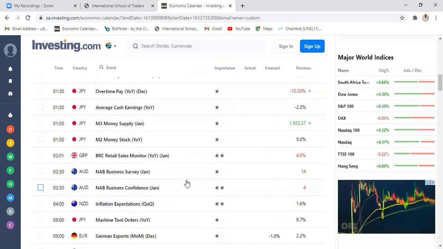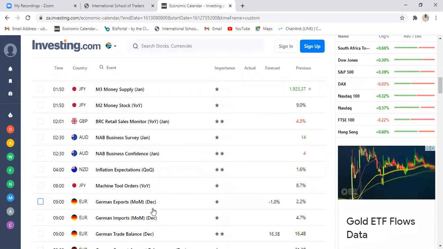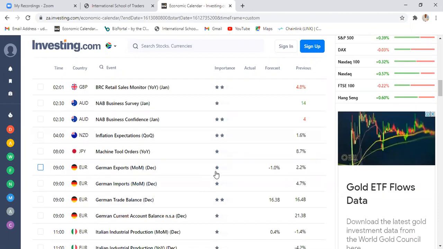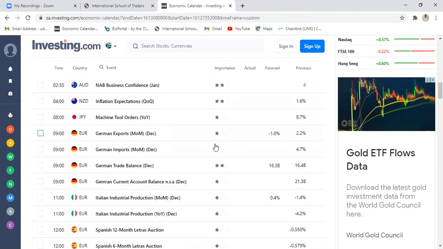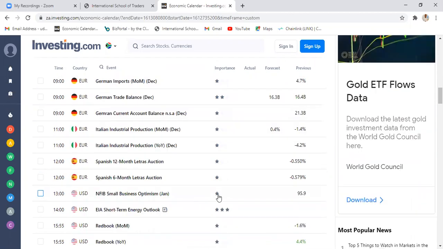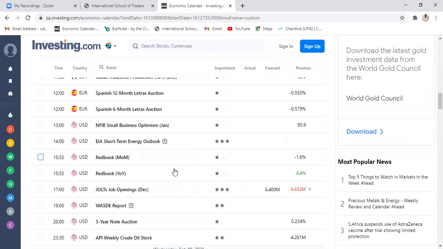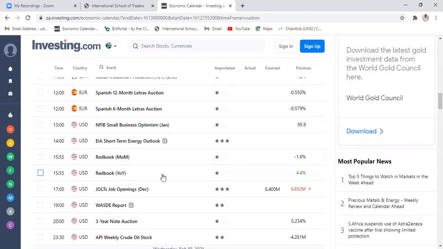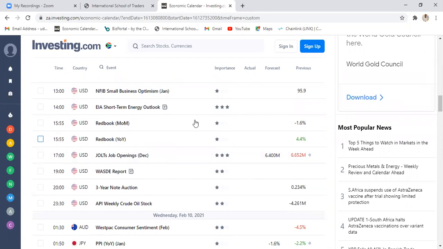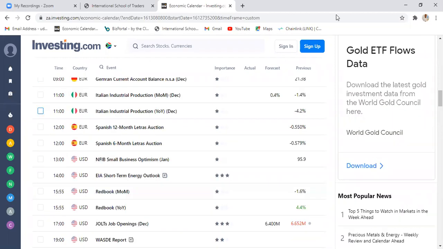And obviously on Tuesday, one thing that we need to look at is the retail sales monitor that is in Britain. It will affect the pound for sure. And then there is a little bit of NAB business confidence, and then inflation expectations in New Zealand, and then the German exports. One of the things that we can look at, but really want to look out for is the trade balance, which is the German trade balance. And then there's more news on dollar tomorrow. I mean, on Tuesday to look out for that will really move the market. So yeah, let's get on top of it. Let's get to it.